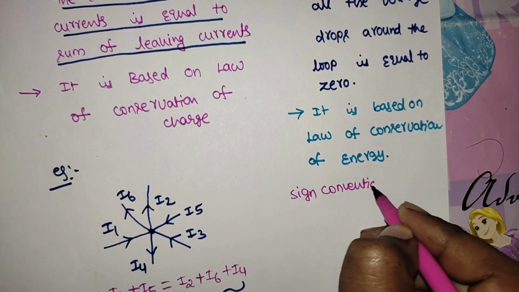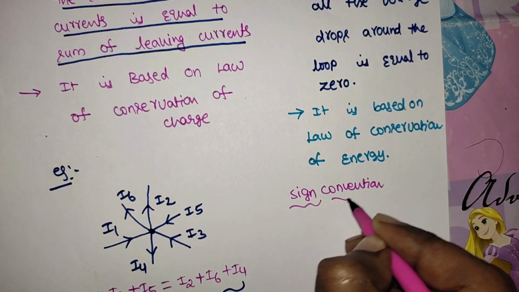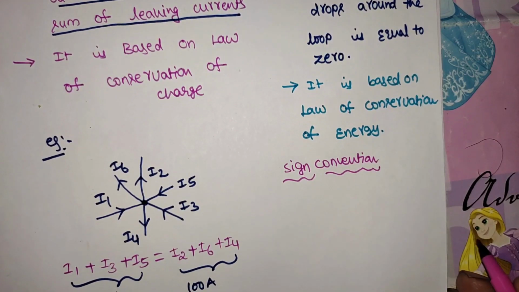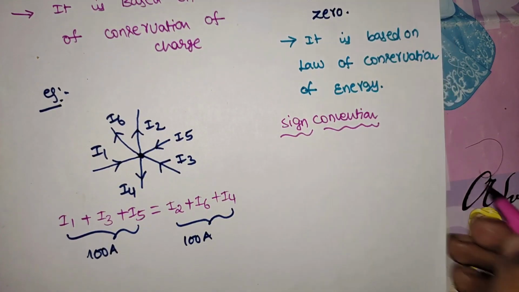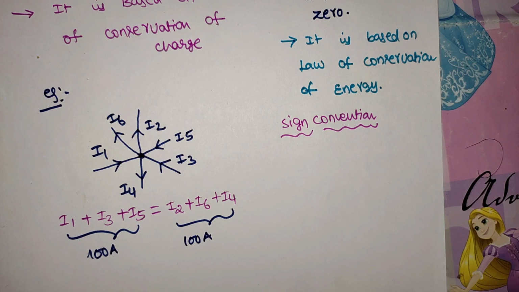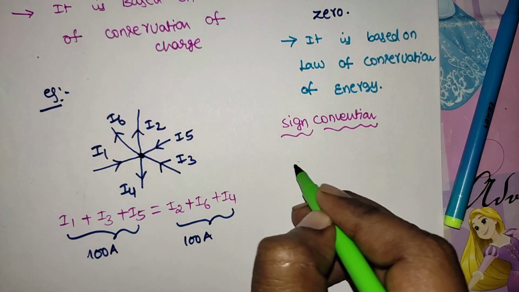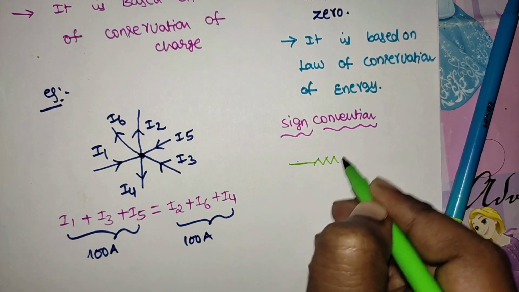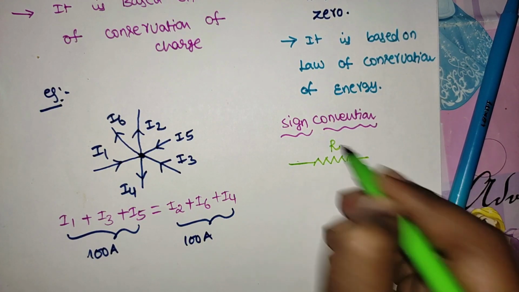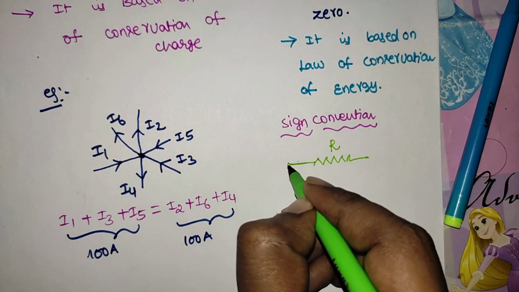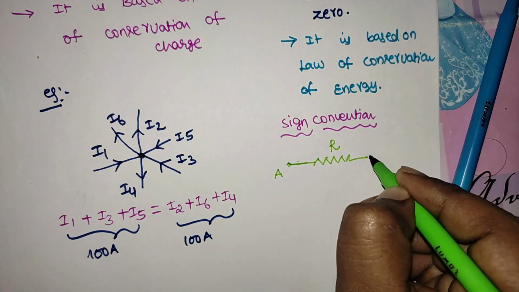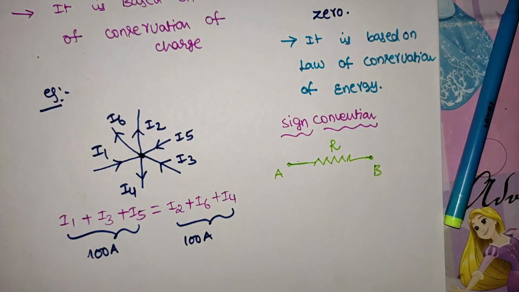Listen, my dear friends and students, this is the most important point. There is a possibility of making mistakes in the sign convention. So suppose here I am taking one resistor R. This is point A and this is point B.